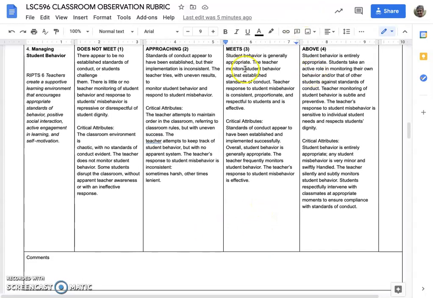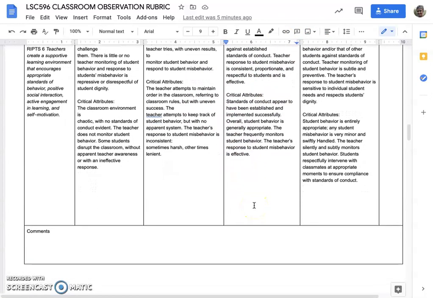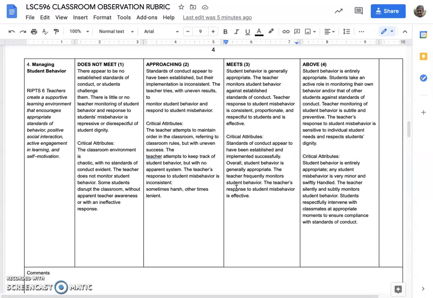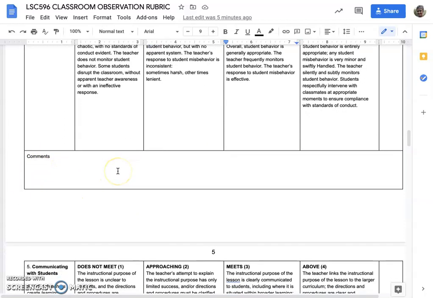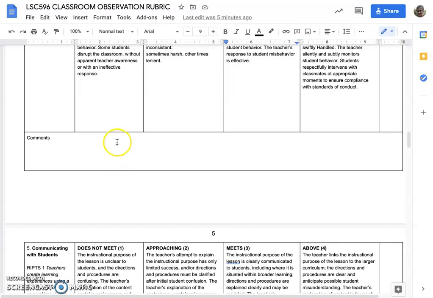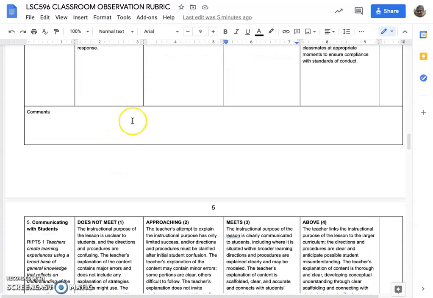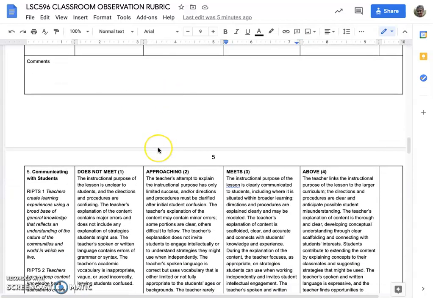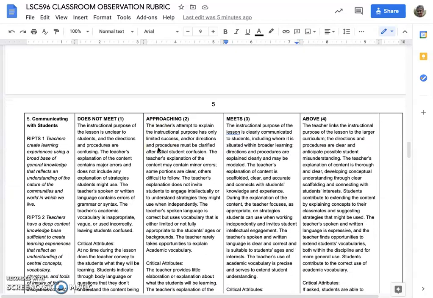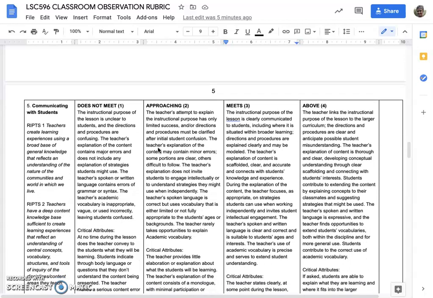But you can read through the descriptions for meets and above to find out how you can help manage their behavior. I also want to say that if you'll notice at the end of each category, there's a comment section where I'll write what I saw and any suggestions to improve. And sometimes I might even have questions for you, like, what did you think of this? So it's all a reflective learning opportunity.